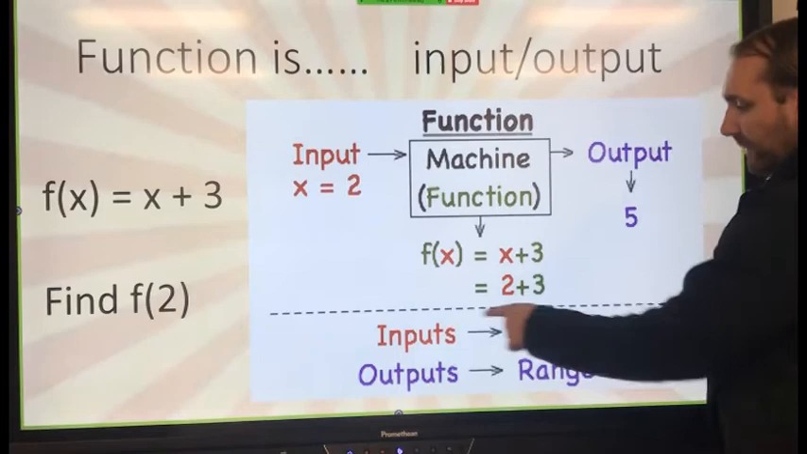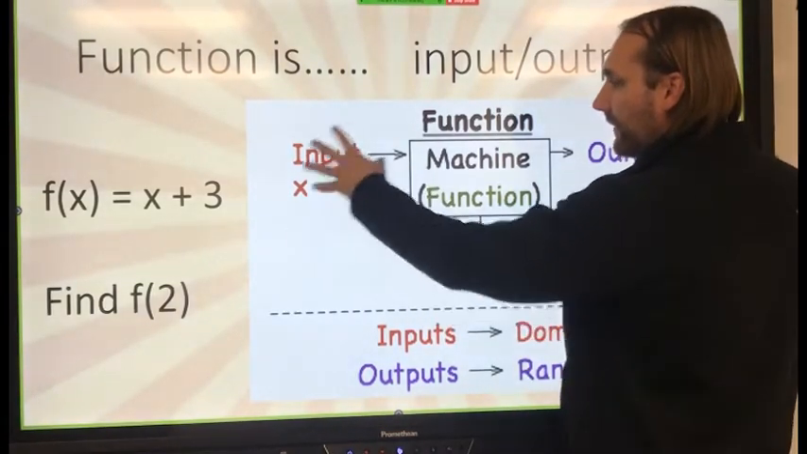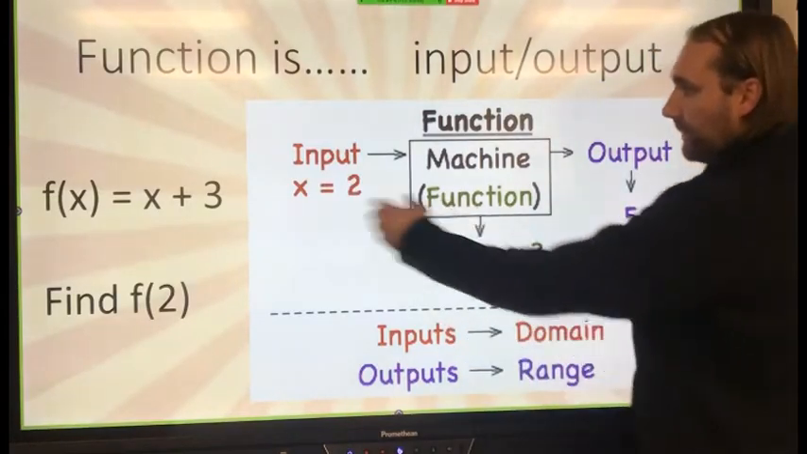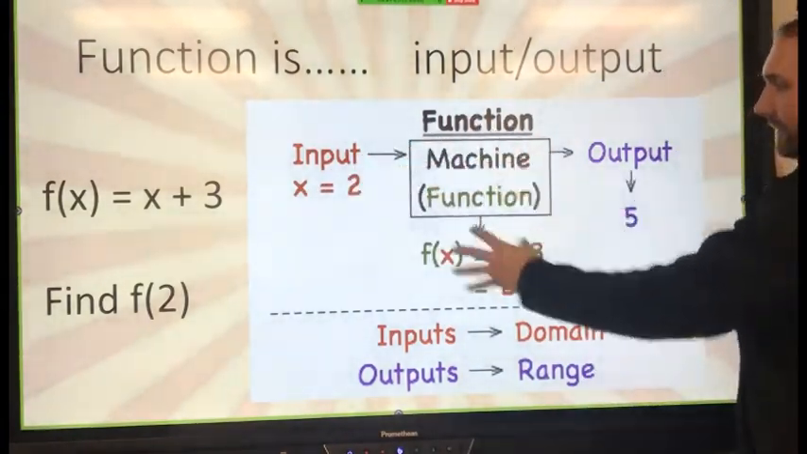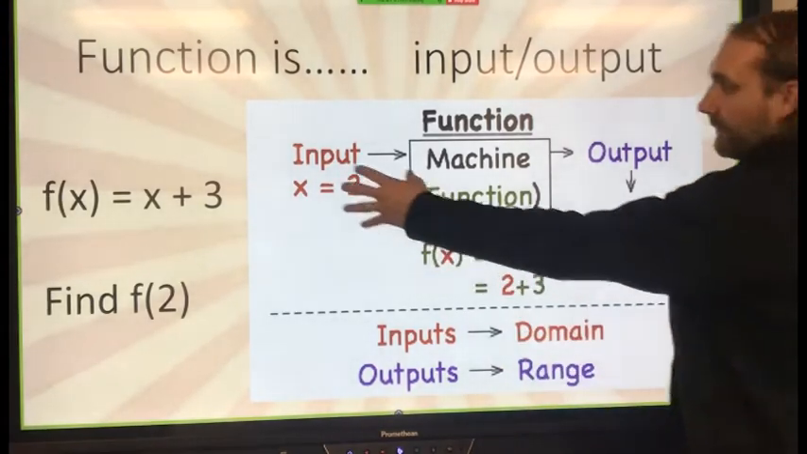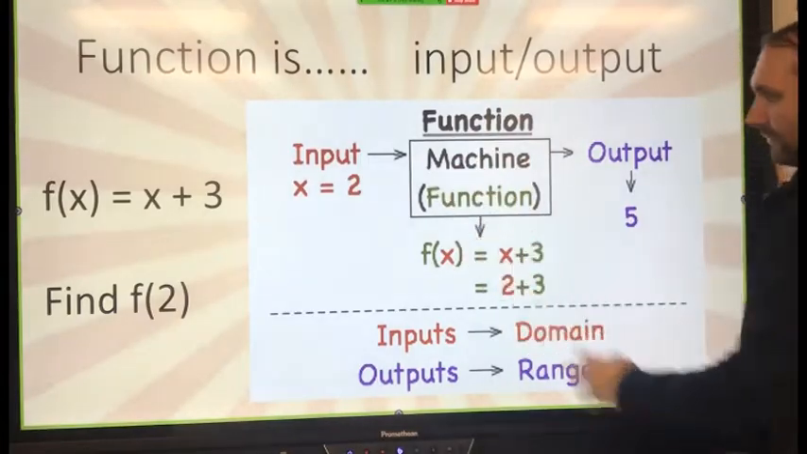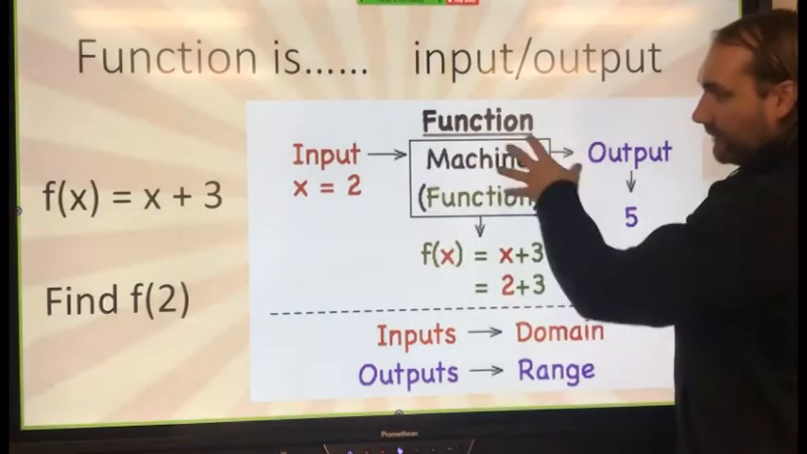That's what I'm going to get to next, my domain. What is my total numbers that I can input here? Could be negative infinity to positive infinity. All real numbers I could plug into my function to work out. That is my input. Could just be from 0 to infinity. Those are the only numbers. Like negative could break this function. It could, depending on the function here.